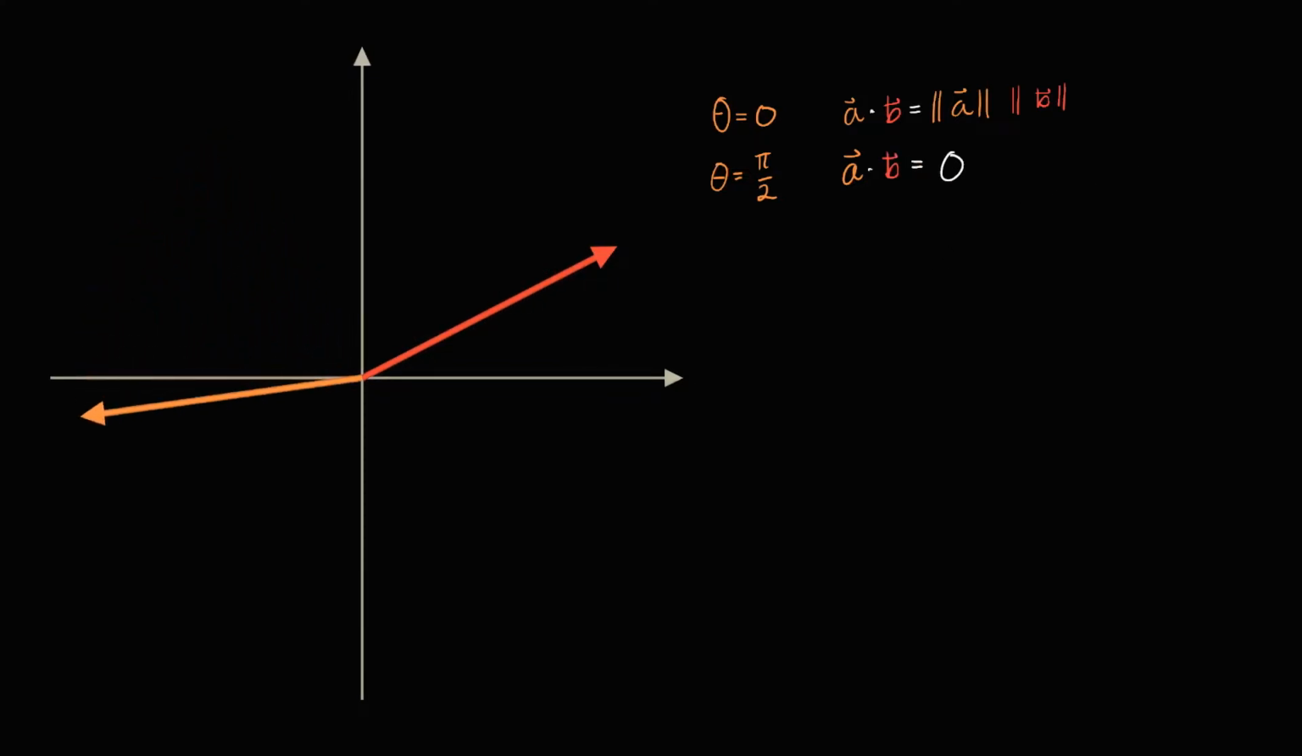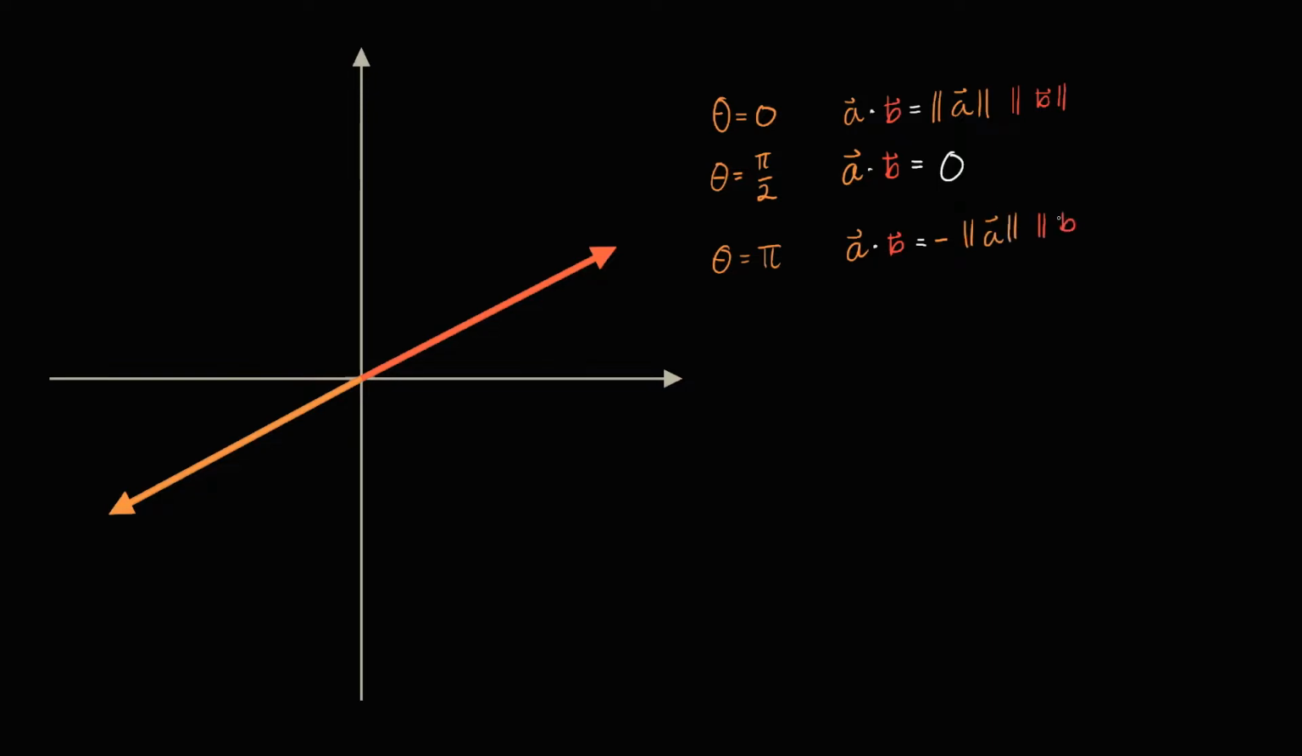The last case we'll consider is when they are pointing in opposite directions, or the angle between them is equal to pi. Here, they're still pointing along the same line, but they're just opposite of each other. So we'll want the dot product to be equal to the negative magnitude of a times the magnitude of b.